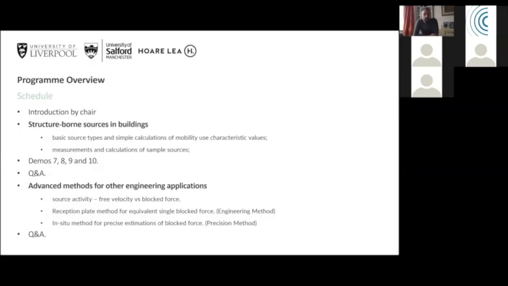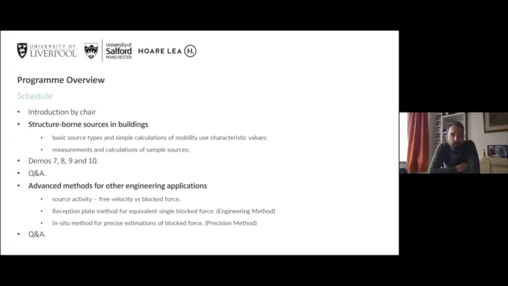So you just heard from Martin. He's been talking about structure-borne sound sources in buildings, the basic source types, and simple calculations of mobility and how to obtain characteristic values of mobility from simple elements such as beams, plates, and mass and stiffness elements. And he's shown how you can make some calculations of simple source mobility behavior and how well they compare with measurements. He's shown some demos and results of those measurements, and we've had a couple of questions. The last question leads particularly well into this presentation, as Carl mentioned.